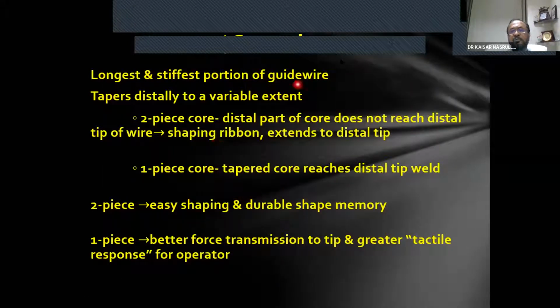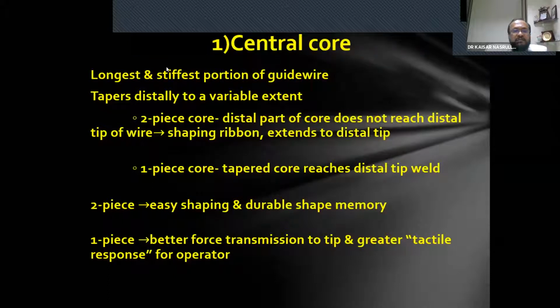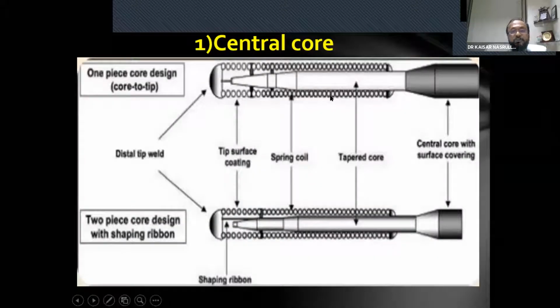Now, central core. It is the longest and stiffest portion of the guide wire. It could be a 2 piece core or 1 piece core. So this is the one piece core, you can see the central core extends up to the distal tip weld, but this is a two piece core where the central core does not extend up to the distal tip. There's a gap here and this connection is done by a shaping ribbon.